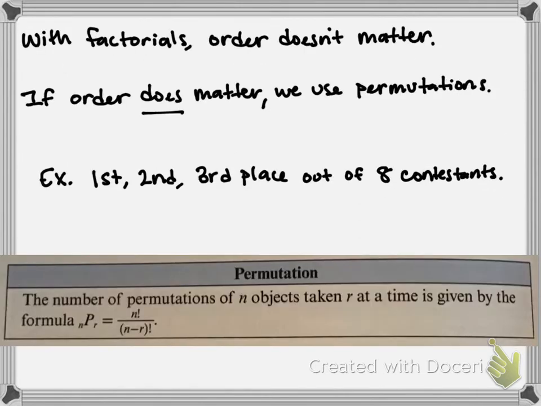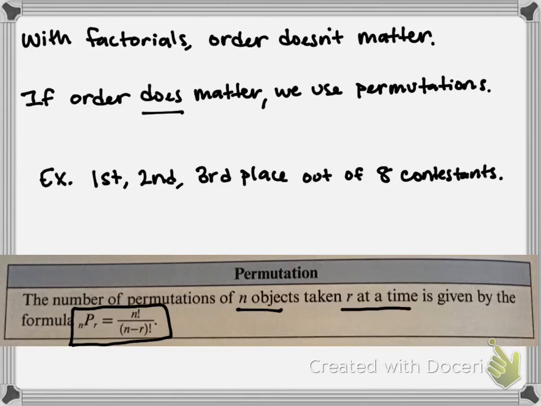All right, with factorials, order doesn't matter. If order does matter, we're going to use permutations. So this would be something like if you had 8 contestants and you were picking first, second, and third place, the order would matter, right? So here we get this really funky looking notation. The number of permutations of n objects taken r at a time is given by this formula. So n is the number of objects, and r is how many at a time.